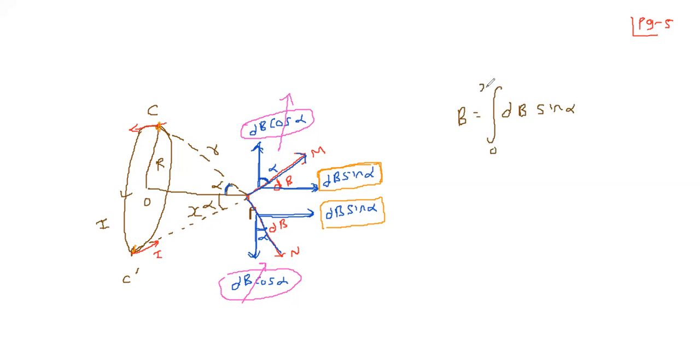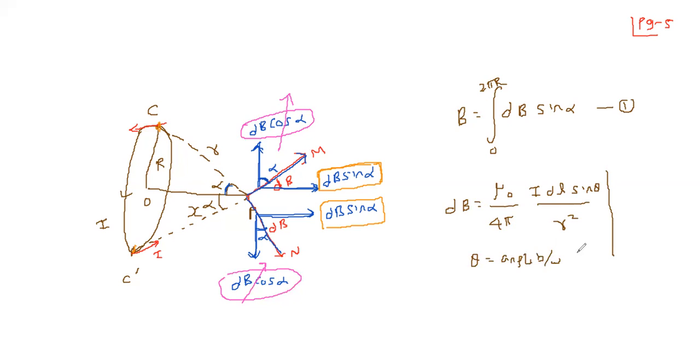Is it clear? If I take all the points as a full circle, then what is full circumference? 2 pi r. So if I take full 2 pi r, then எவ்வளவு dB sin alpha இருக்கும்? Integration இருக்கும். இது equation number 1. இதில் dB என்னது? இப்பதான் படிச்சோம். As per Biot-Savart law, it is mu naught by 4 pi into I dl sin theta by r square. It is Biot-Savart law. இங்க what is theta? Theta is an angle between current and r cap. Current direction, I dl and r cap.